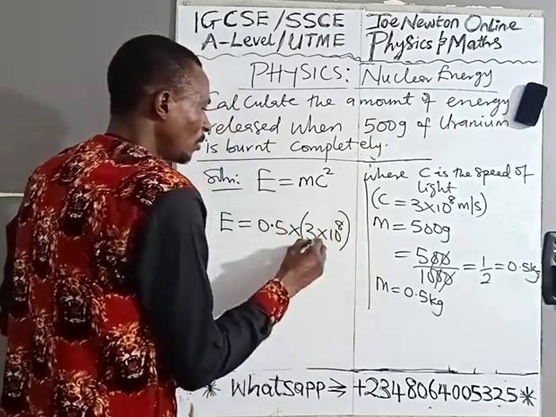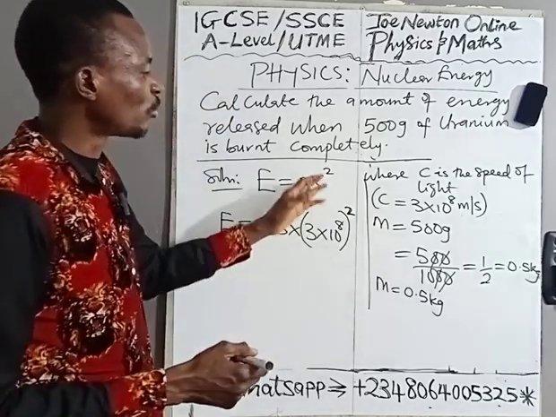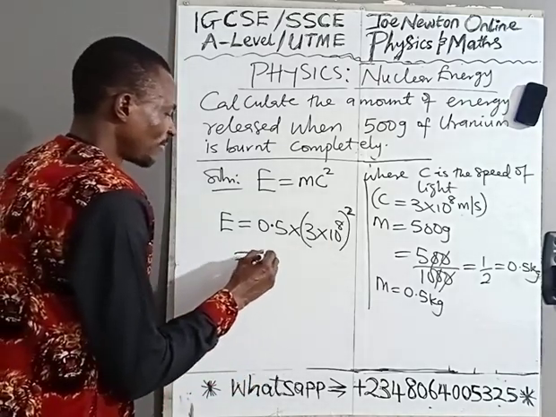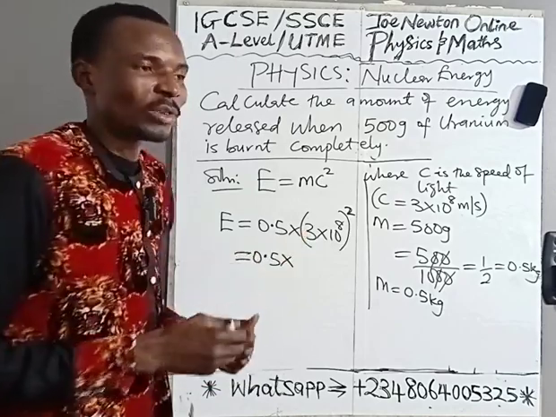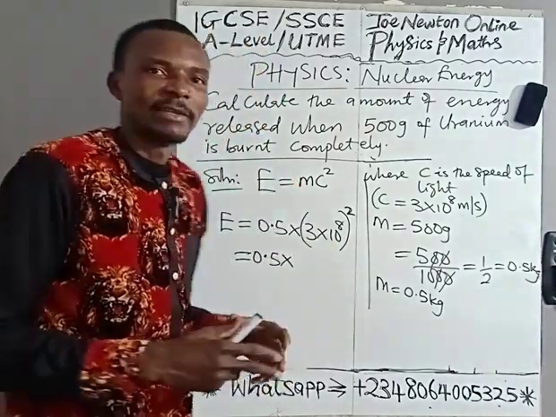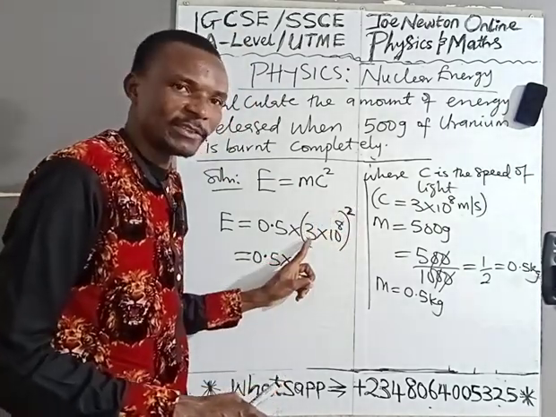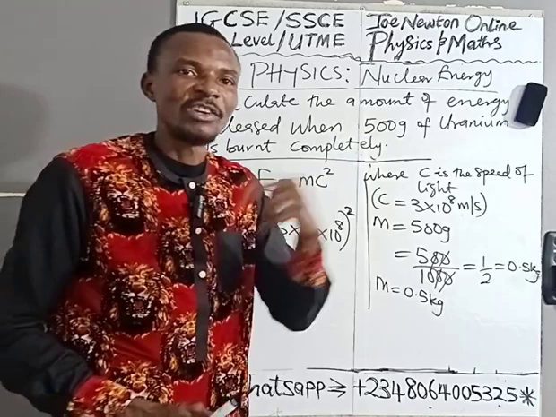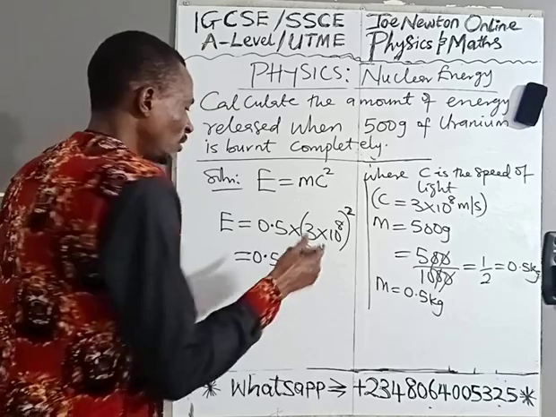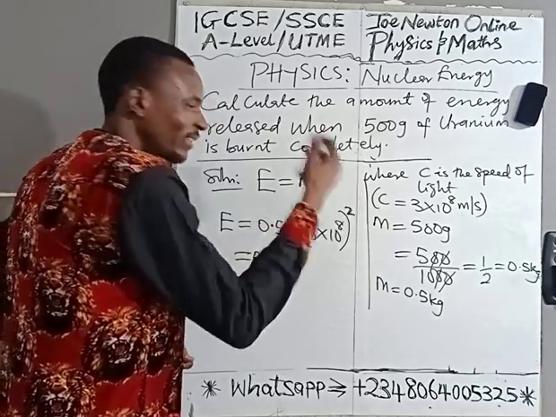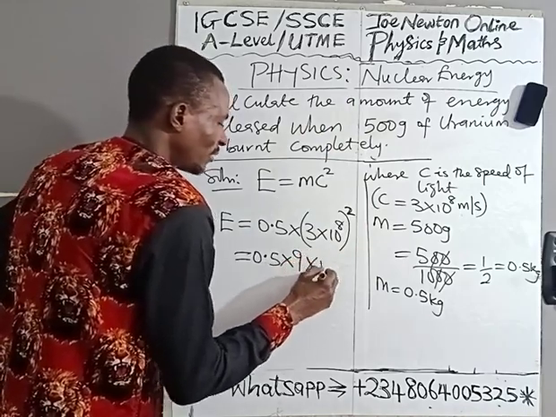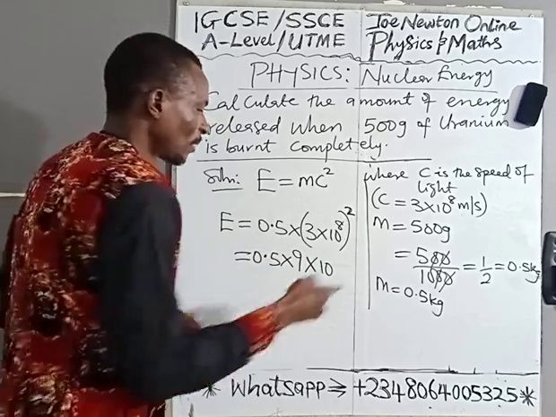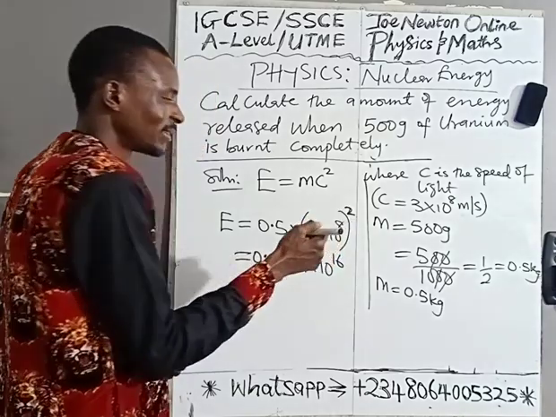Then all squared. Remember, this square belongs to C alone. It doesn't concern M. Then how do we treat this? We continue. We have 0.5 times, according to the law of indices, the power bracket here, this 2 will square the 3 because it is a unit, but the power here will be multiplied. So 3 squared means 3 times 3, which is 9, not 3 times 2. Be mindful of this. Then times 10 raised to the power of 8 times 2. That is the rule of indices in a power case like this. So 8 times 2 is what? 16, while the base remains as it is.